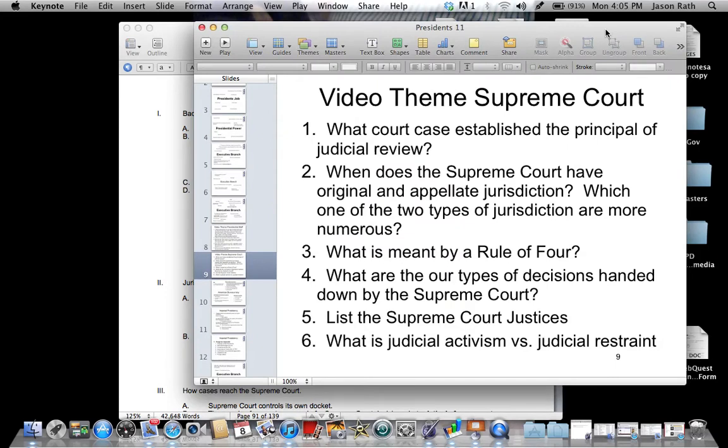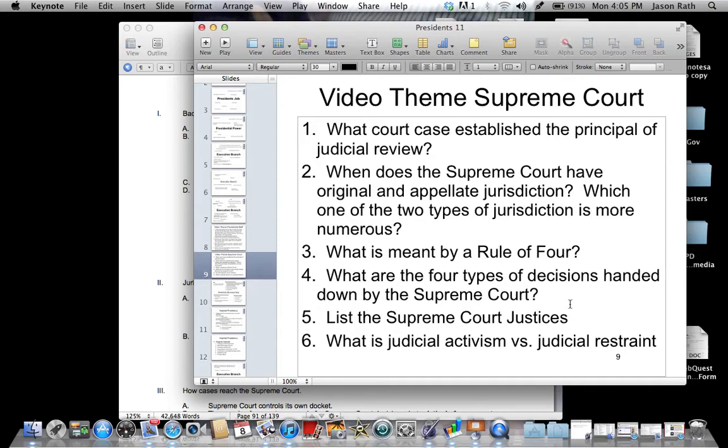First thing, what court case established the principle of judicial review, thus giving the Supreme Court all the power? When does the Supreme Court have original and appellate jurisdiction? Which one of these two types of jurisdiction is more numerous, which means happens more? What is meant by the rule of four? What are the four types of decisions handed down by the Supreme Court?